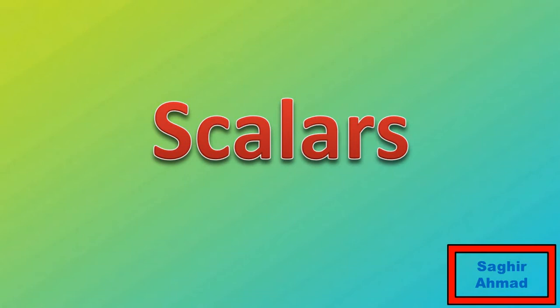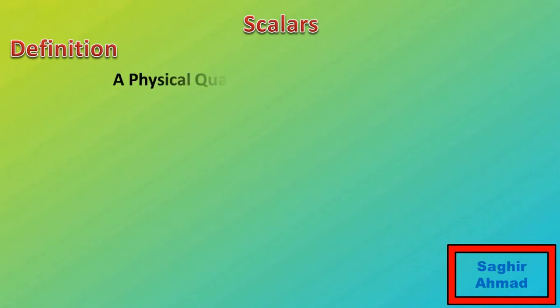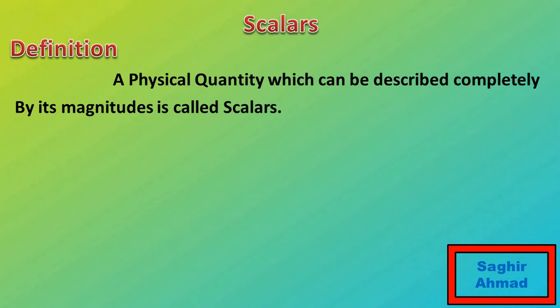a unit. Means the magnitude of a quantity means its numerical value, like 50 kg. In 50 kg the 50 is numerical value. If you are taking the height of a boy, that is 5.5 feet, then 5.5 is a numerical value. So now we define scalars properly. The definition of scalar is a physical quantity which can be described completely by its magnitude is called scalar.